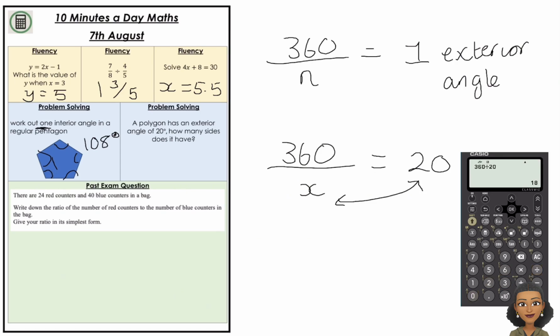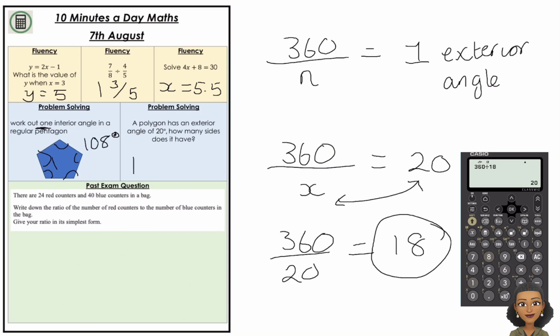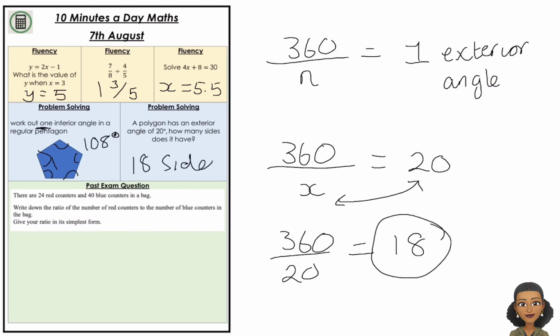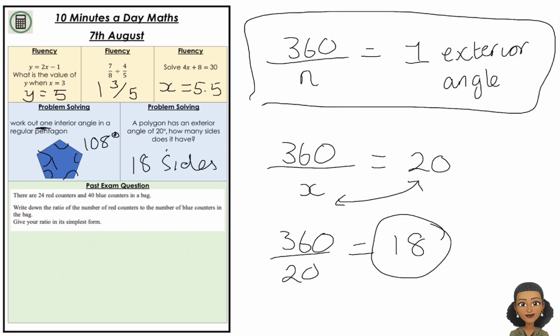Okay, now you can see on the screen, 360 divided by 20 equals 18. So that means my shape has 18 sides. And we can double check by just putting it back in our calculator and doing 360 divided by 18. If it gives us the answer of 20, we know we've got it correct. So there you can see what we've done. That's another way to remember it. That's the formula for exterior angles.